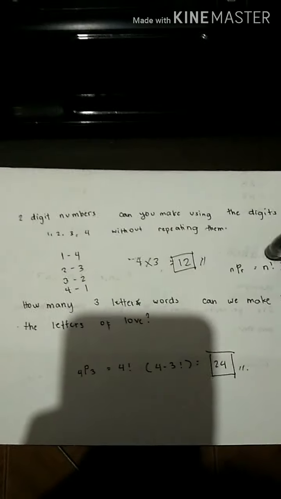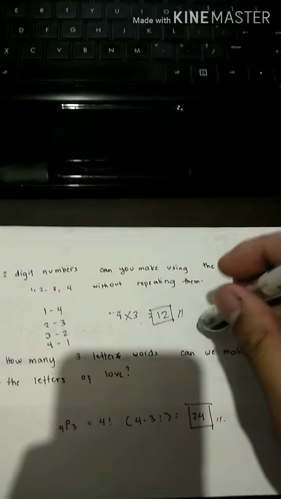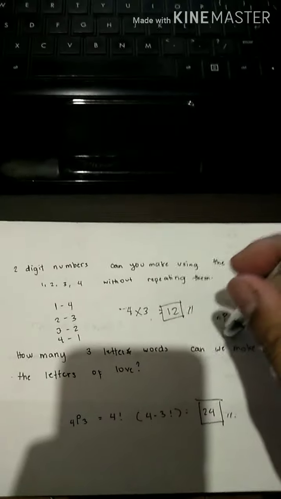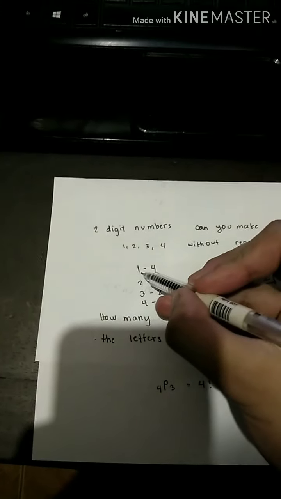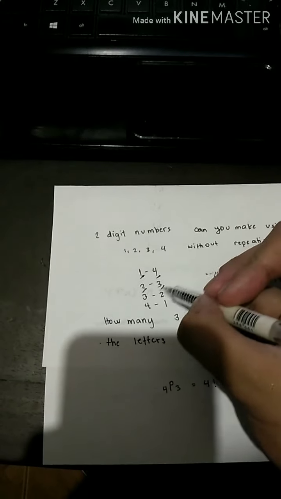Another example is, how many 2-digit numbers can you make using the digits 1, 2, 3, and 4 without repeating them? This time, we want to use 2 digits at a time to make 2-digit numbers. For the first digit, we have 4 choices. And the second digit, we have 3 choices.